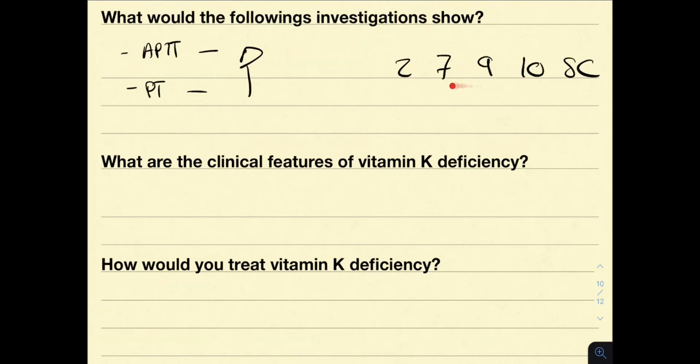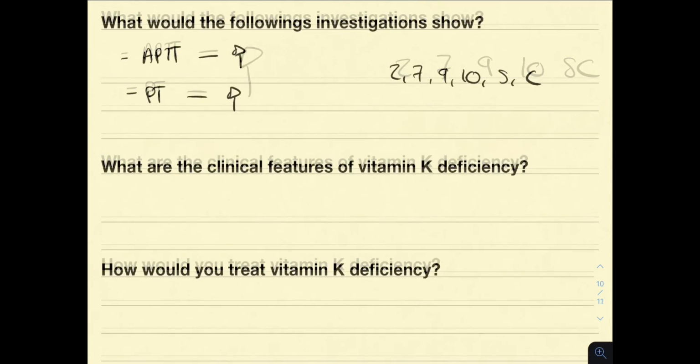So deficiency in these two factors would increase the APTT and the PT. Factor 10 is the goal of both pathways and is part of the common pathway. So a deficiency in factor 10 would increase both the APTT and the PT.